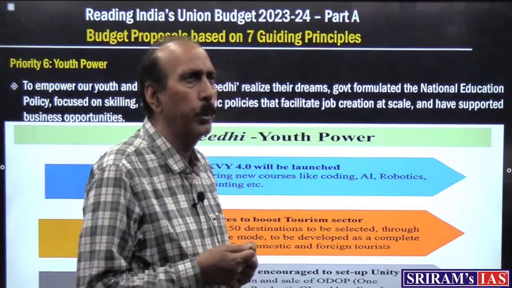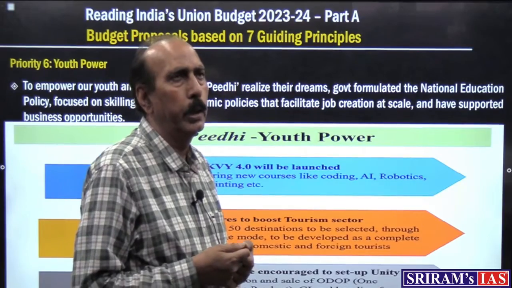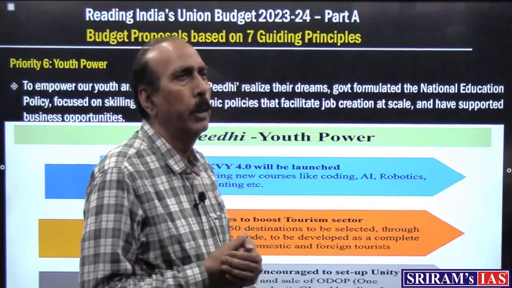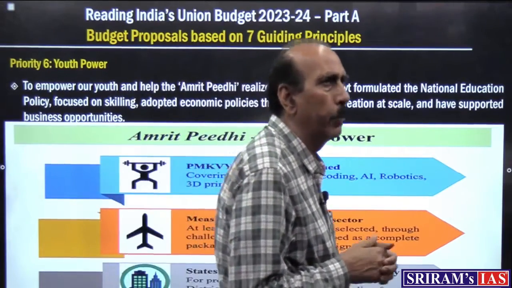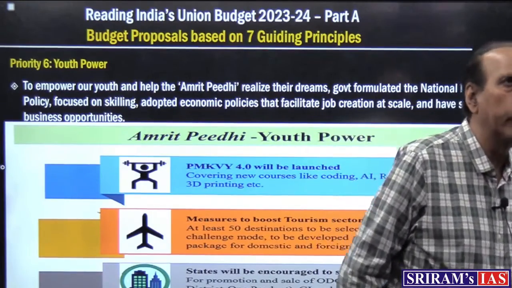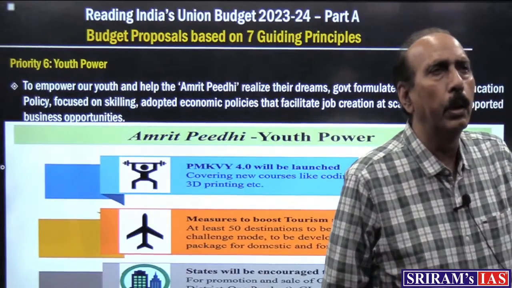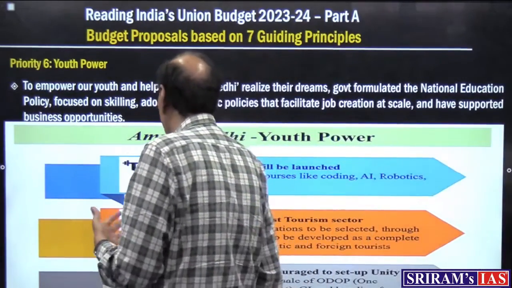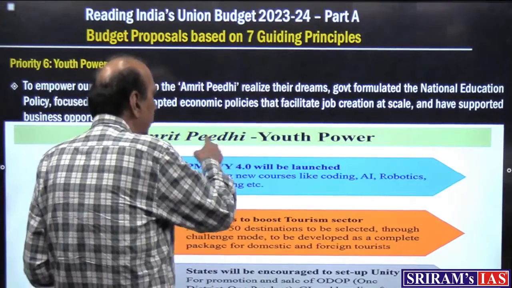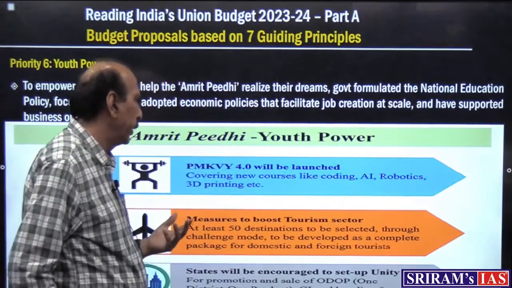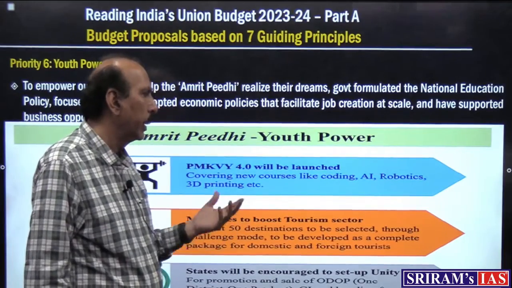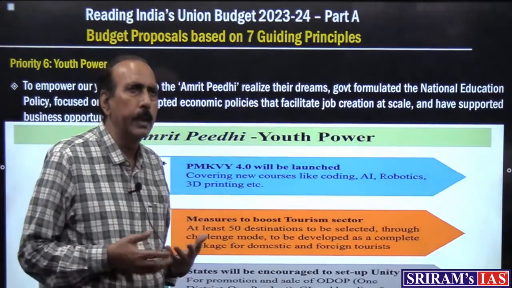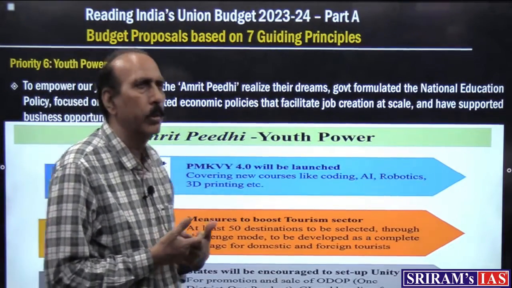If we really want to exploit this Industrial Revolution, which is already on the table, then our youth has to be fully equipped. Youth have to be fully skilled to exploit these opportunities which will be generated once Industrial Revolution 4.0 is implemented. That's why under this budget, the focus is on PMKVY 4.0. It means we have to give training in courses like AI, robotics, 3D printing, big data, etc. These are the areas which are technology and knowledge based.